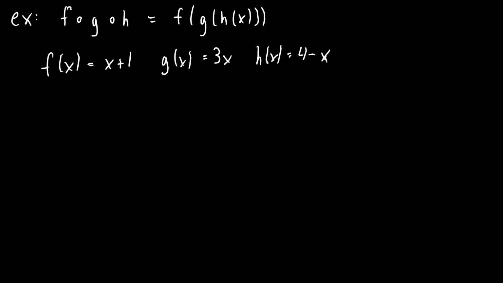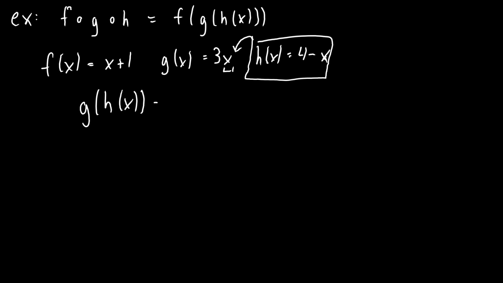Okay, so first we need to plug this h of x into this g of x. So everywhere there's an x, this whole h of x needs to be plugged into that. So this would be what we're about to solve for. It'd be 3 times, plugging in this whole h of x, 3 times 4 minus x. Distribute, and you'd have negative 3x plus 12.